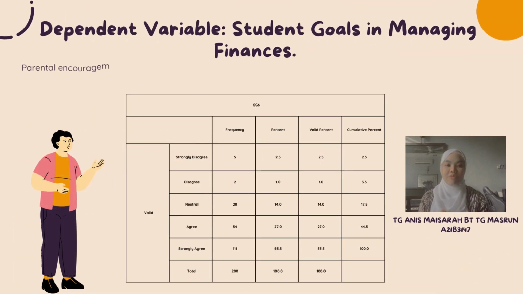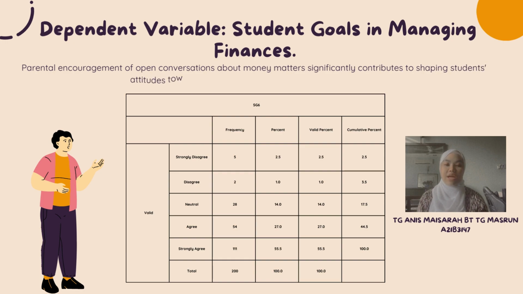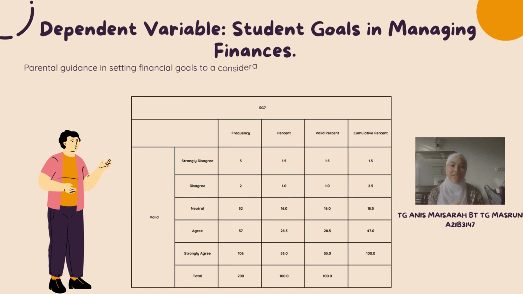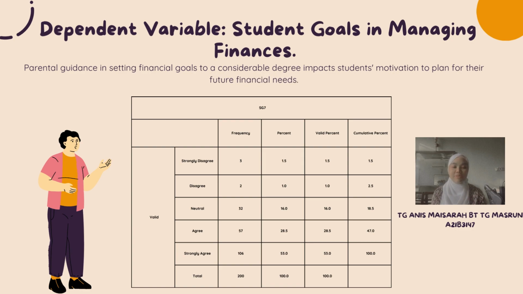In SG6, 55.5% of respondents strongly agree with the statement, which is the highest percentage, while 27% agree. A smaller proportion disagree with 1%, and 2.5% strongly disagree. 14% of participants took a neutral stance. Next is SG7. Notably, 53% of respondents strongly agree with the statement, constituting the highest percentage, while an additional 28.5% agree. A smaller proportion disagree with 1% and 1.5% strongly disagree. Additional 16% of participants took a neutral stance. The cumulative percentage indicates that a significant majority of respondents, specifically 47%, expressed agreement with the statement.